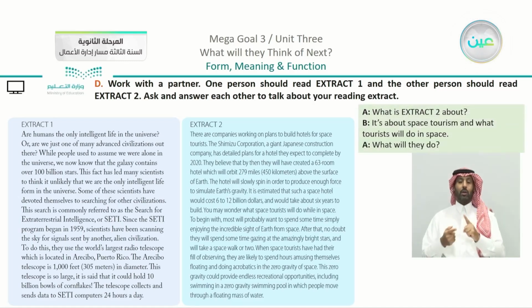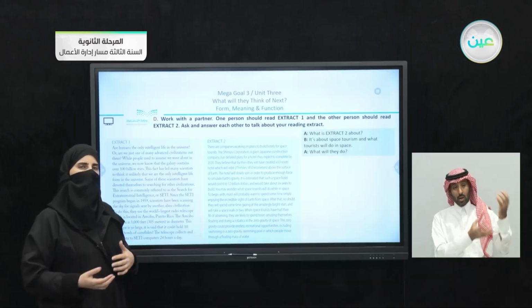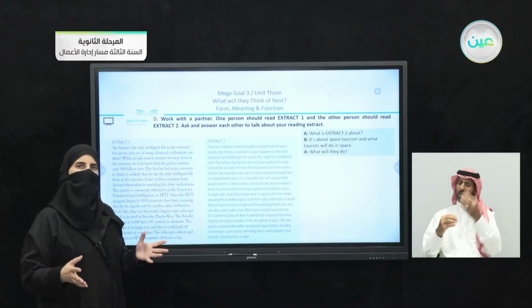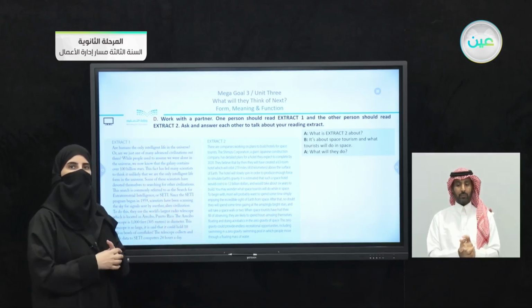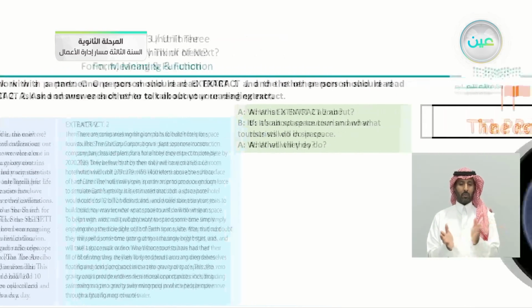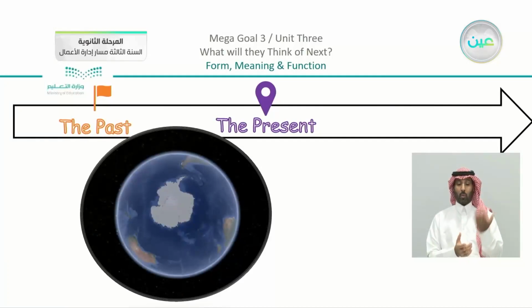So you are going to practice together in class. For example, what is extract 2 about? It's about space tourism and what tourists will do, and so on. So it's a great way to practice your questions. You can ask as many questions as you want, based on, of course, the information that we have here. So this is what we took in our last lesson.